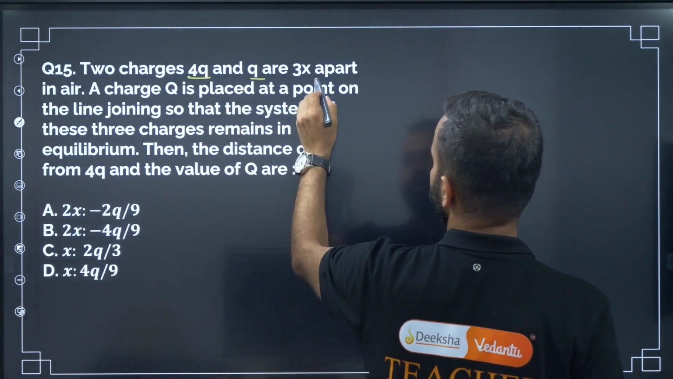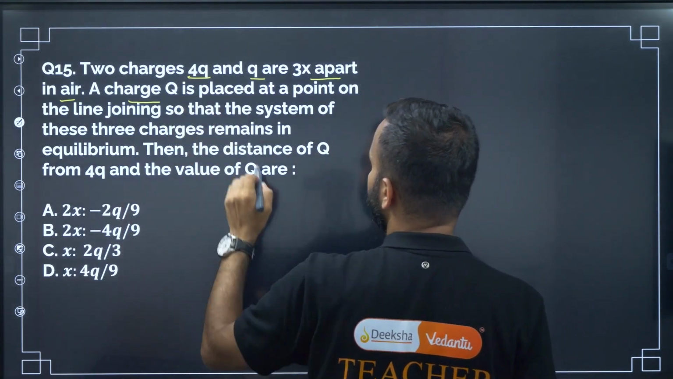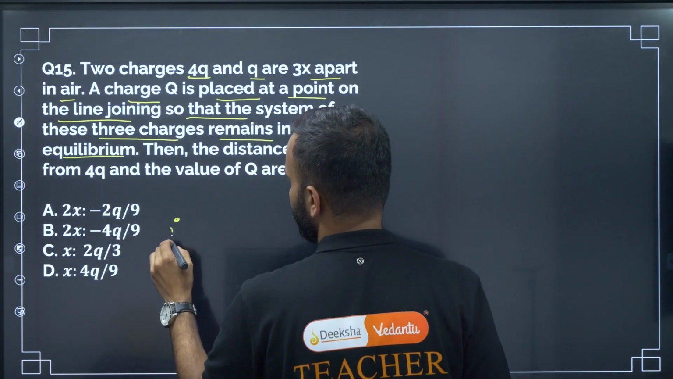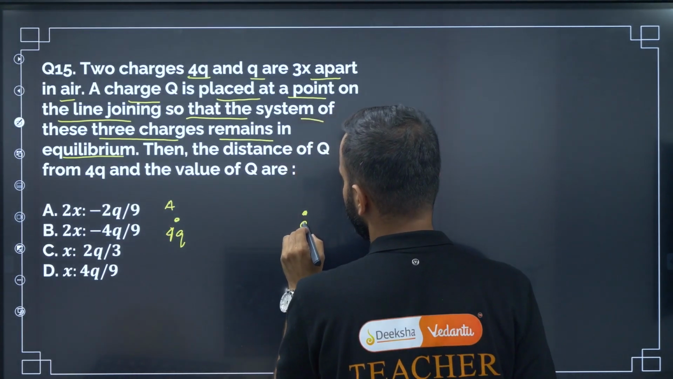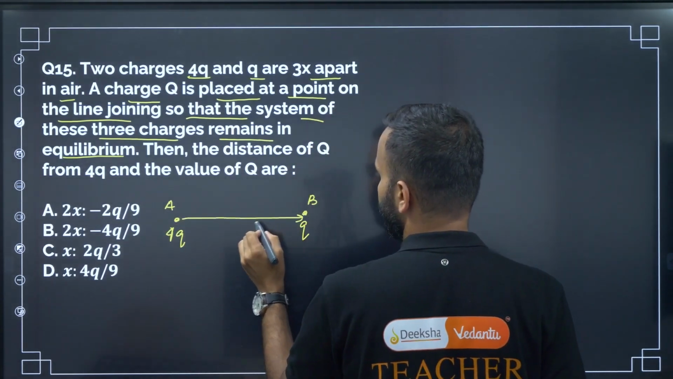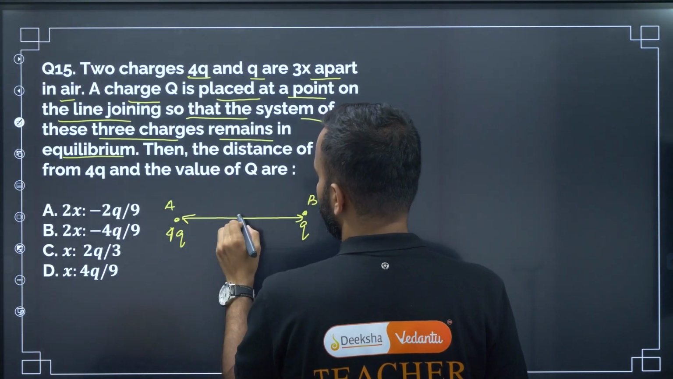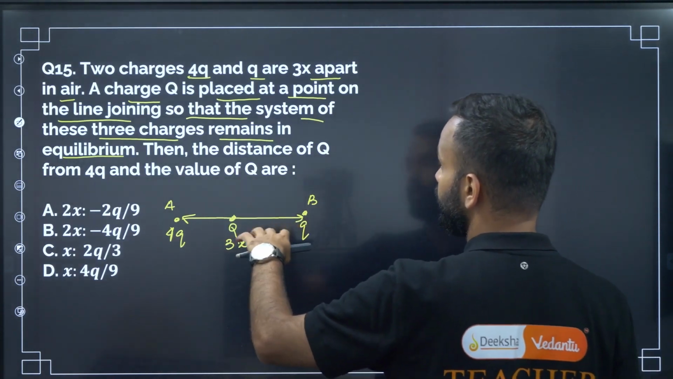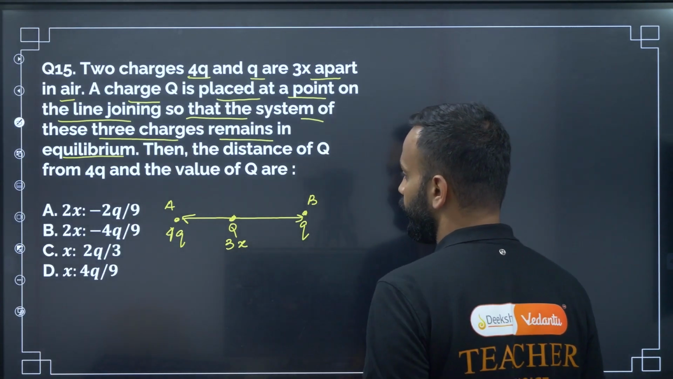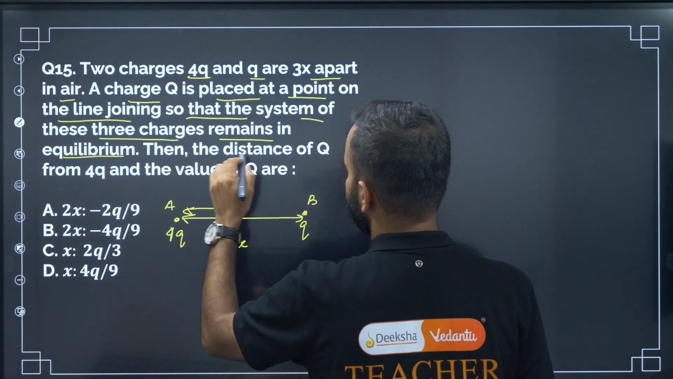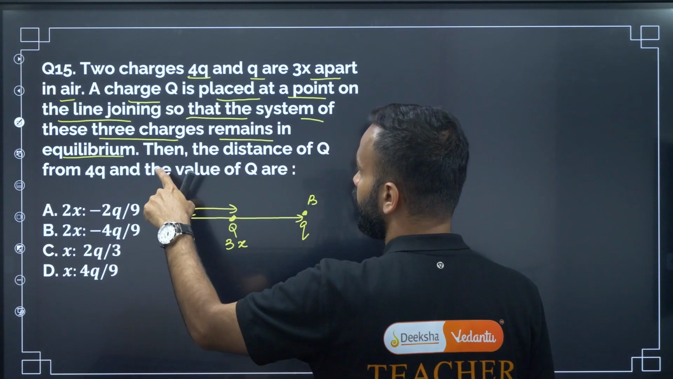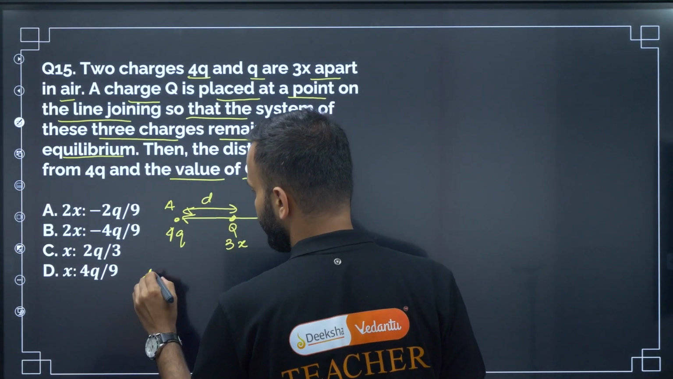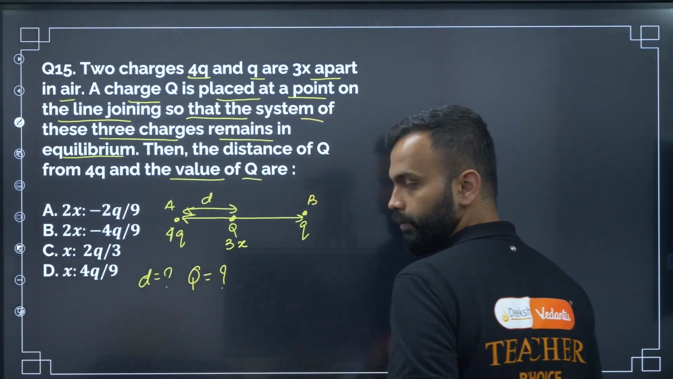Question number 15. Two charges 4q and q are 3x apart in air. A charge Q, that is capital Q, is placed at a point on the line joining them so that the system of these three charges remains in equilibrium. Here the 4q charge at point A and the small q charge at point B are separated by distance 3x. Then the distance of Q from 4q and the value of Q are to be found. Your distance between 4q and capital Q is d. So we need to find the value of d and the value of Q.